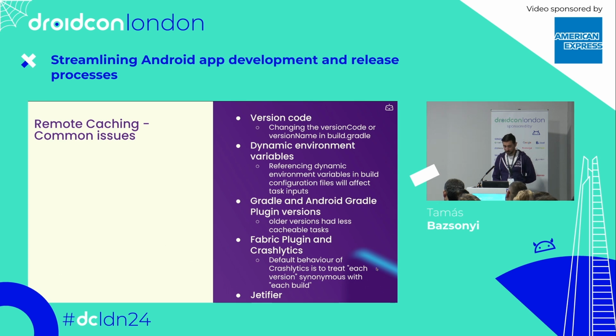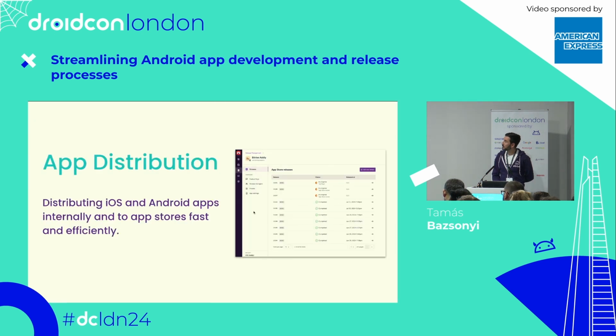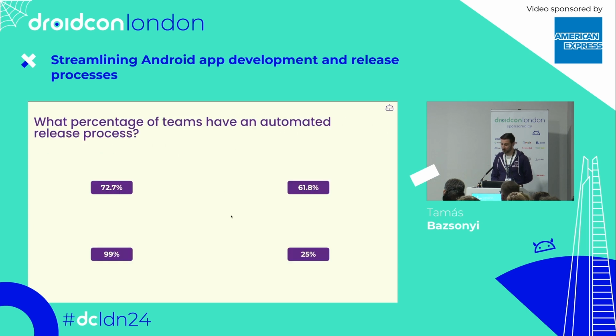I wanted to quickly highlight a couple of possible issues that can happen during the build cache itself, like the version code changing, which is dependent on all the other tasks, and also dynamic environment variables. And now, app distribution as the final topic.